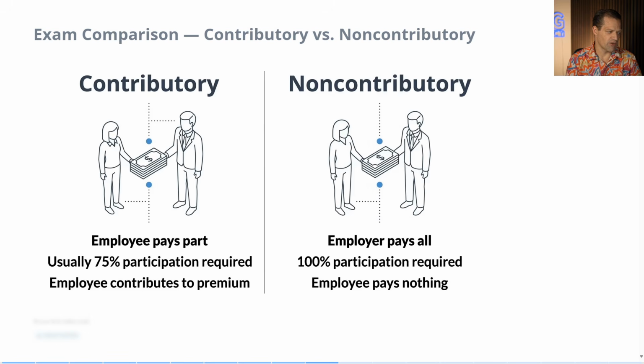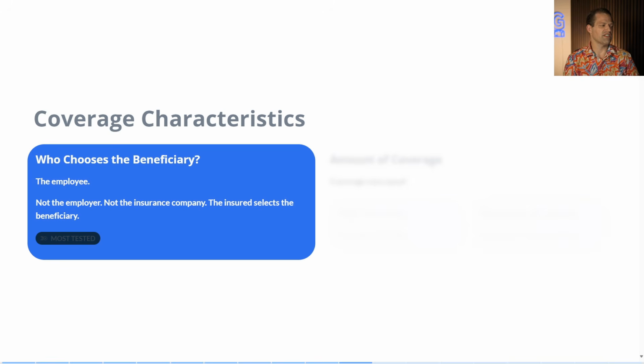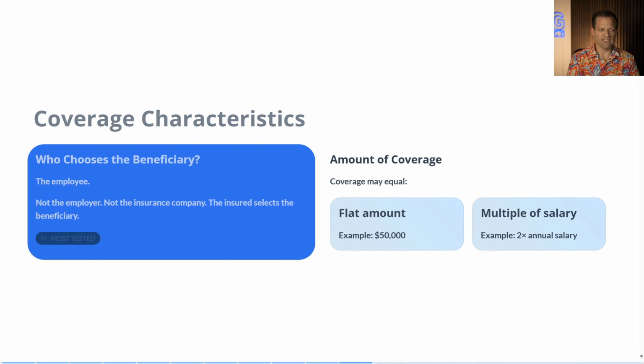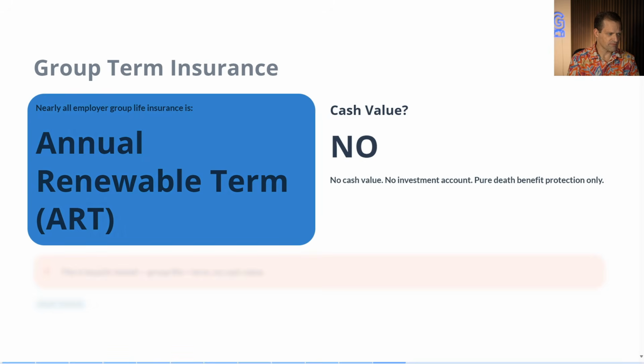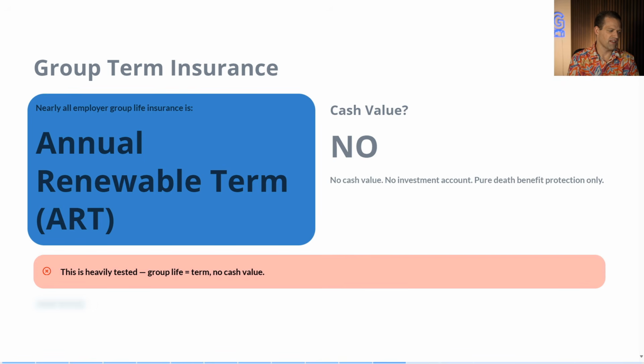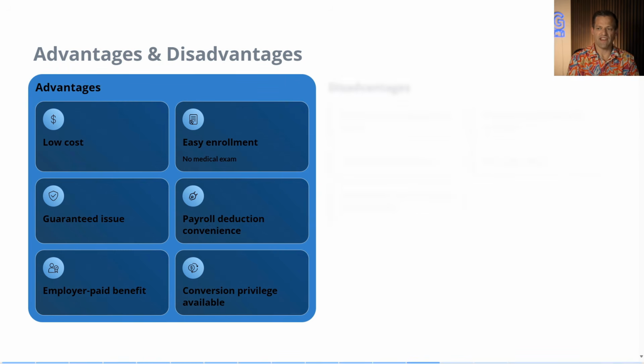So again, this is just a visual representation of how it looks. Know this cold. And then coverage characteristics. Who chooses the beneficiary? The employee does, not the employer or the insurance company. The insured can select the beneficiary. And usually it's a flat amount of coverage equal to the salary, like 1x, 2x, or 3x of the annual salary. So group term insurance is typically annual renewable term. There's no cash value. It's pure death benefit. This is heavily tested. So group life is term with no cash value. Advantages and disadvantages: it's super cheap, low cost, guaranteed issue, employer paid benefit, and conversion privileges are available.